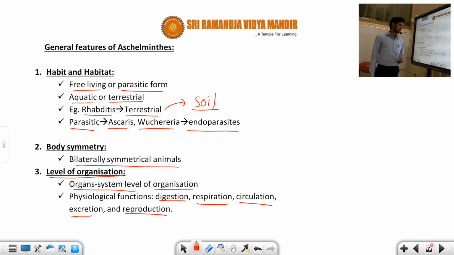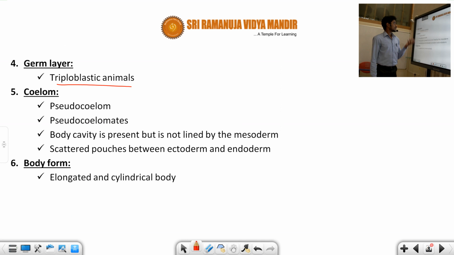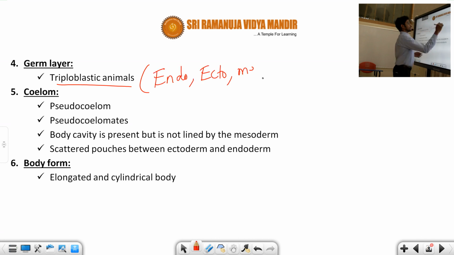Now coming to the germ layers. Actually, they are triploblastic animals. What do you know about triploblastic animals? Generally there are three types of germ layers we can observe: mesoderm, endoderm, and ectoderm. These three germ layers are formed during embryonic development. So Aschelminthes are also triploblastic animals, which means they have endoderm, ectoderm, and mesoderm.